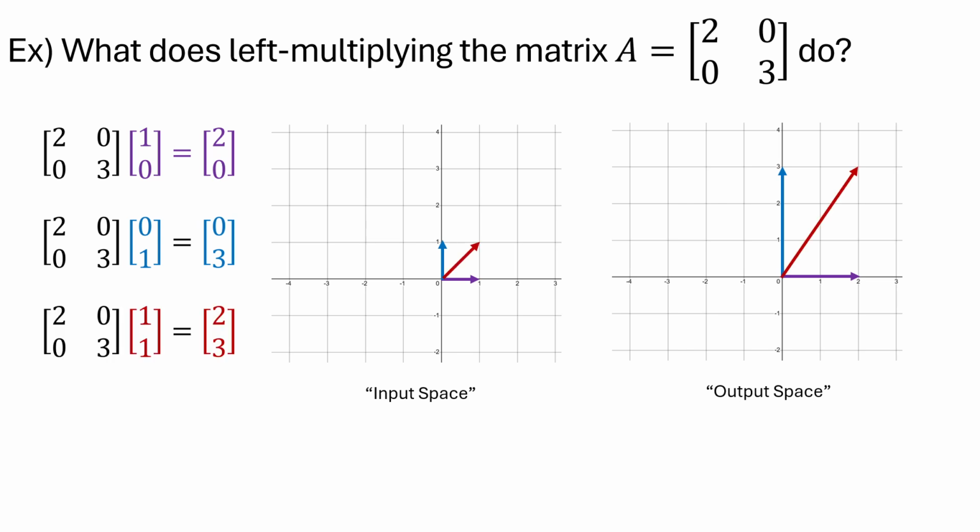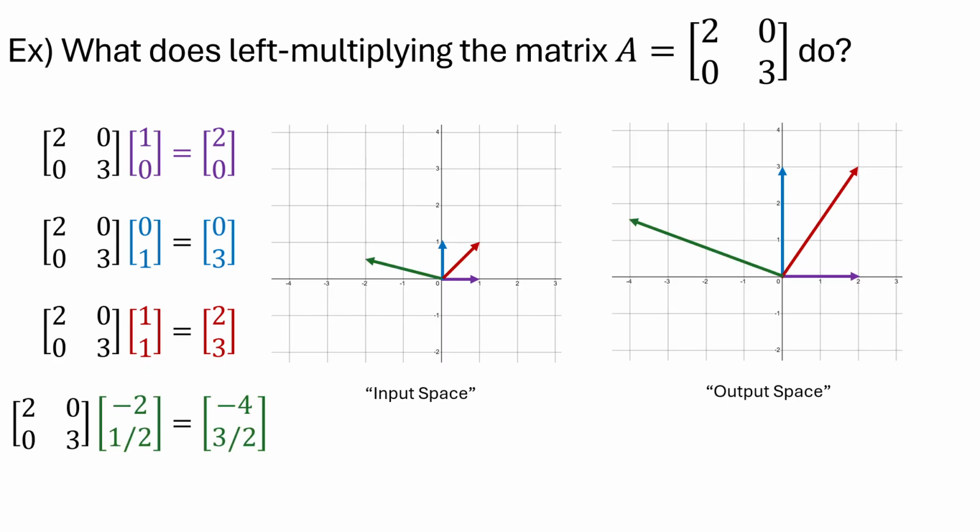Now when we combine those with the vector 1, 1, the matrix operates on each coordinate independently. The x part doubles to 2, and the y part triples to 3. The red arrow shows us that the vector is stretching more vertically than it is horizontally. This works for any input, even one with negatives or fractions like this green vector here. We take negative 2 and multiply it by 2 to get negative 4. We take 1/2 and multiply it by 3 to get 3/2.